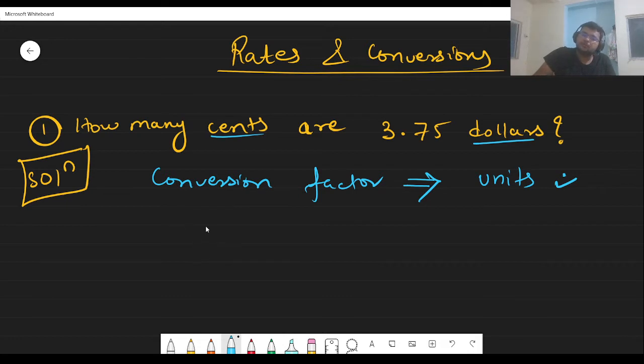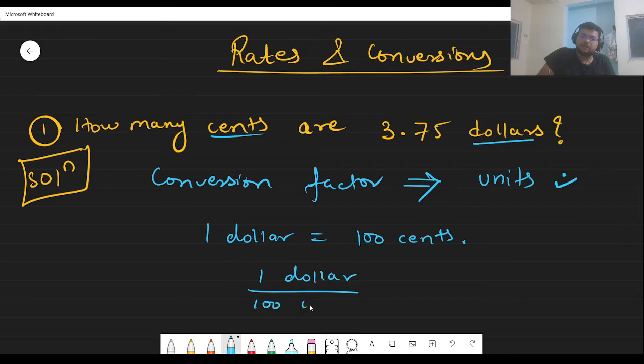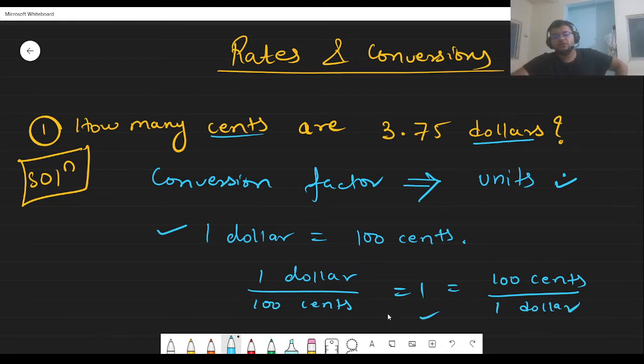Here we know that $1 equals 100 cents. So can I write $1 divided by 100 cents, because either way both are the same? Or can I write 100 cents upon $1? So this is called a conversion factor.